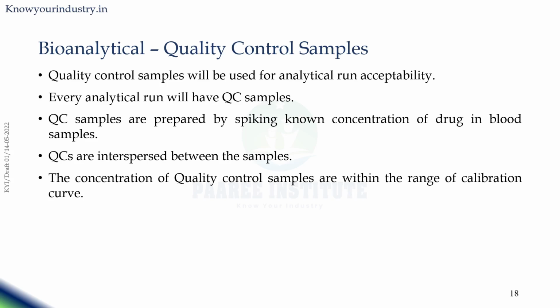So this is how the importance of the quality control samples comes into the picture when you do the bioanalysis. And these quality control samples are interspersed between the samples. If you have 20 samples to analyze, you have to put one quality control sample after every 5 samples. That is how the quality control samples are used for bioequivalence studies.